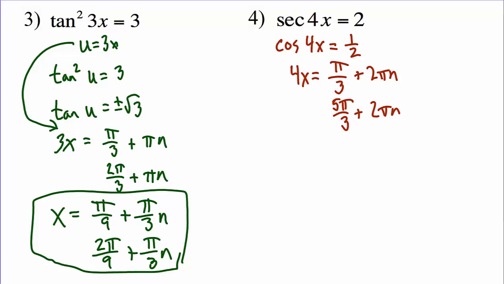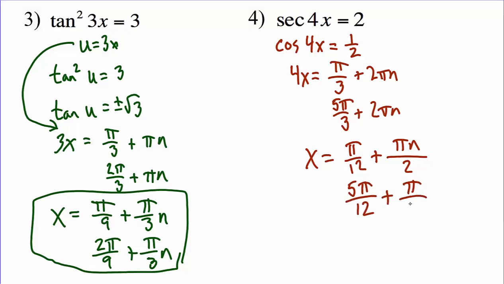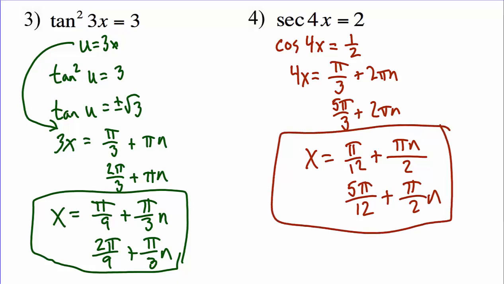At this point, we just solved for 4x, but remember, we're trying to solve for x, so I'm going to divide everything by 4. So I'm going to have pi divided by 3 divided by 4, which is pi over 12. And then instead of plus 2 pi n, it ends up being pi over 2 times n, or 1/2 pi n. You can write it different ways, but something like that. And then the other one would be 5 pi over 12. And we would still be adding pi over 2 n. So again, infinite number of solutions, those cover them all.